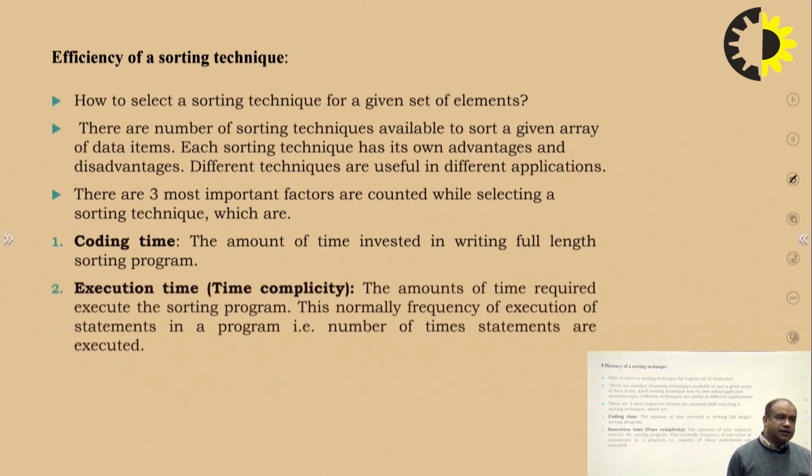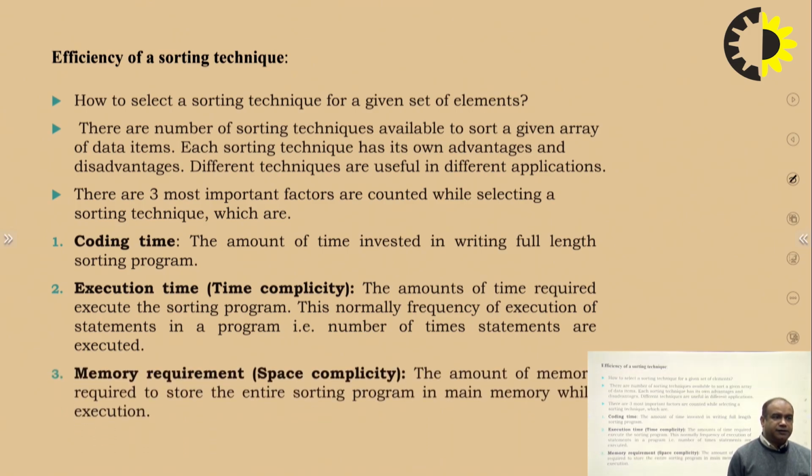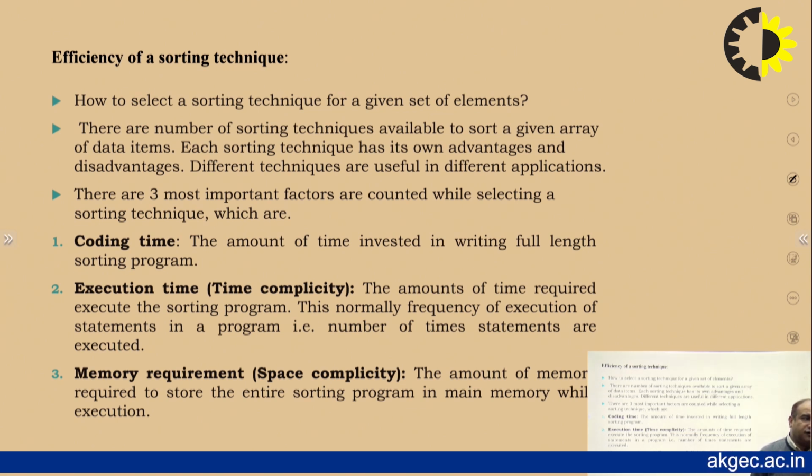Second is execution time, which is the time complexity: the amount of time required to execute the sorting program. This is normally the frequency of execution of statements in a program, the number of times statements are executed. Third one is memory requirement. Memory requirement means space complexity: the amount of memory required to store the entire sorting program in the main memory during execution.